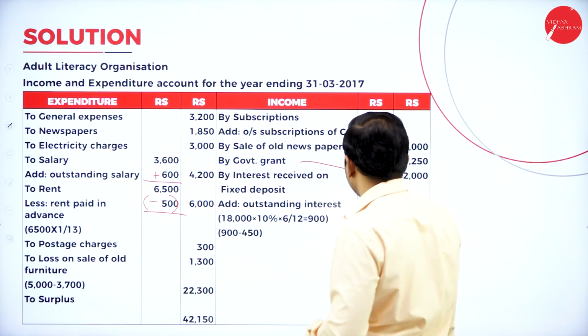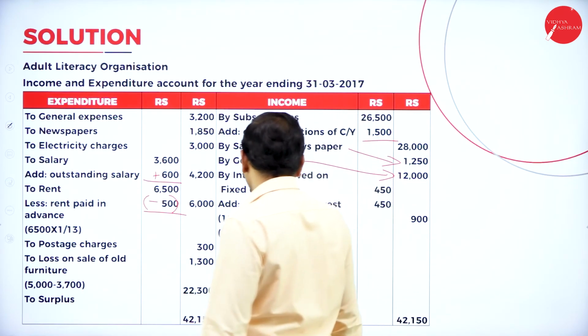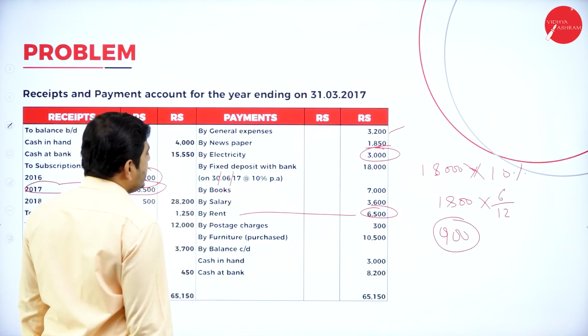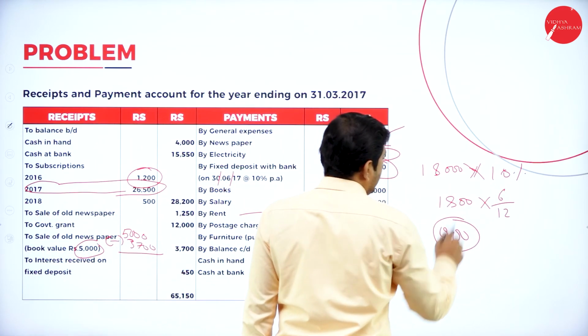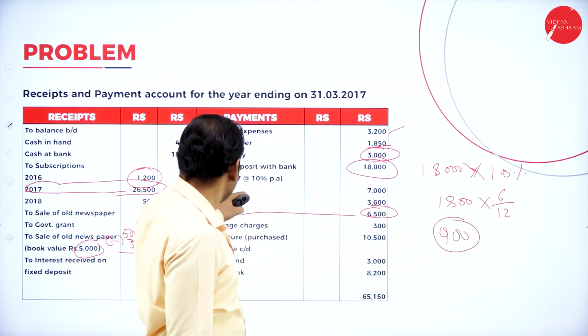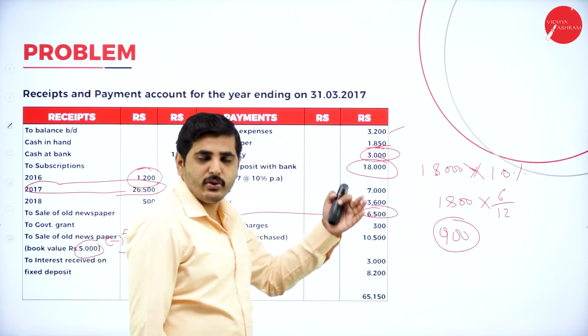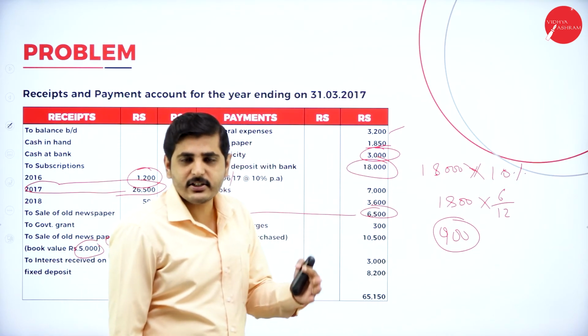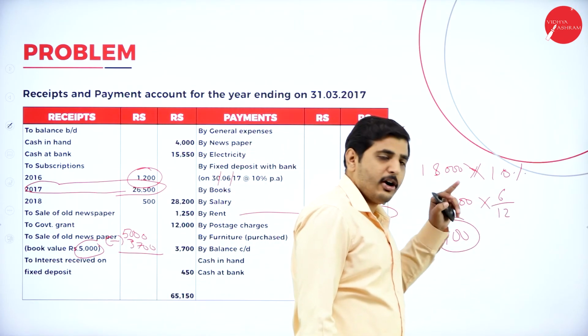Again interest on fixed deposits, already showed you. So what is the actual value of the fixed deposit? Fixed deposit value is 18,000. Out of 18,000, 10% is the interest, meaning 1,800. We have taken the fixed deposits on 30th June 2017, which means after 6 months. So we have to receive the interest on fixed deposit for 6 months. Calculating only 6 months, 900 rupees we have to receive.